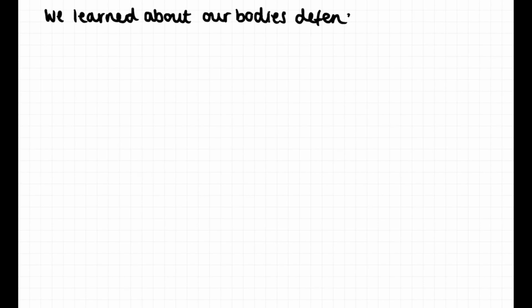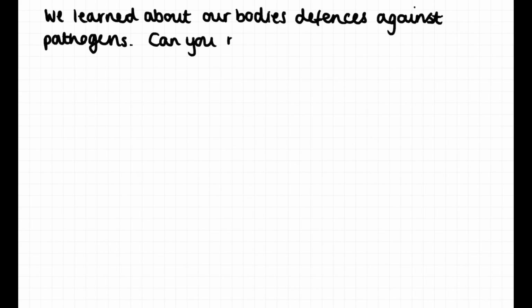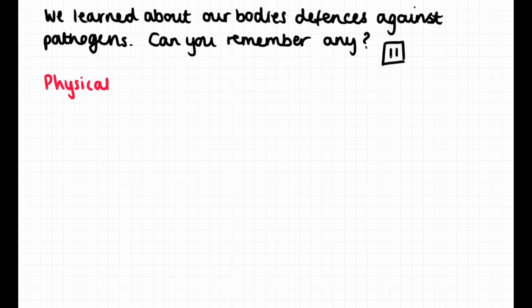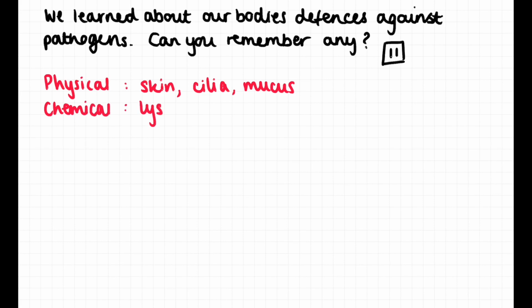Last lesson we learned about our body's defences against pathogens. Can you remember any of them? Pause the video here and jot some down. The types of defences were physical and chemical. In physical we've got skin, cilia and mucus. And then chemical, we have got lysozymes and we've got hydrochloric acid.